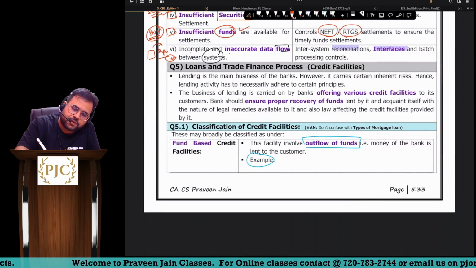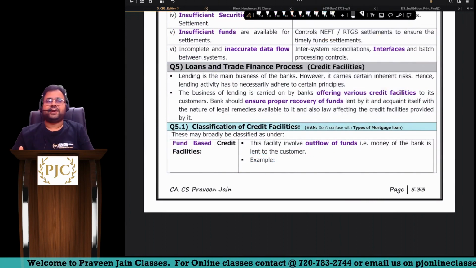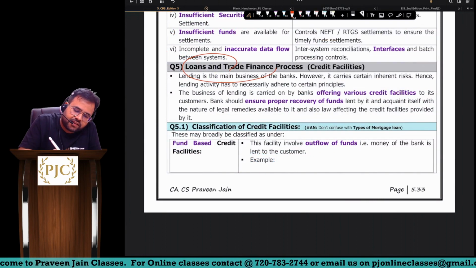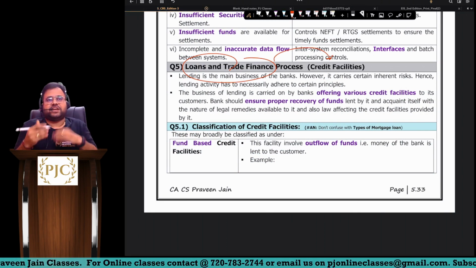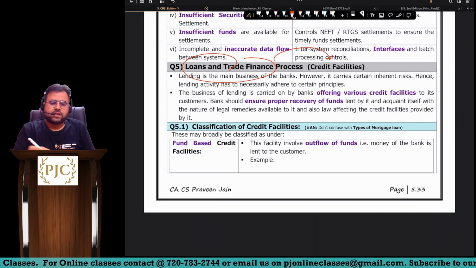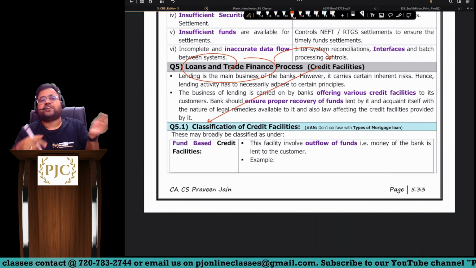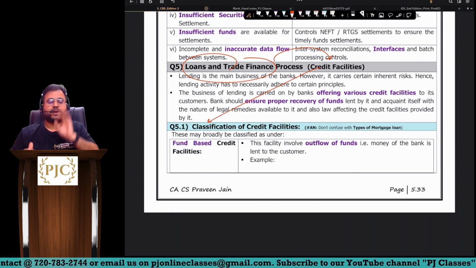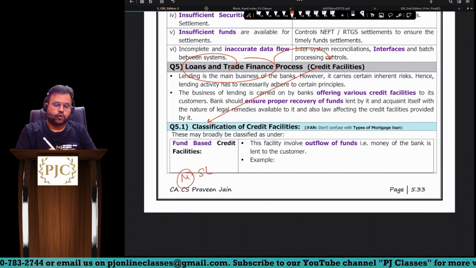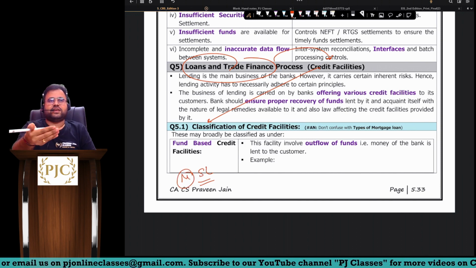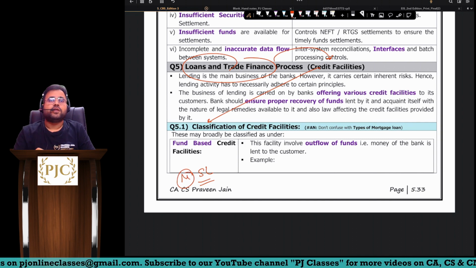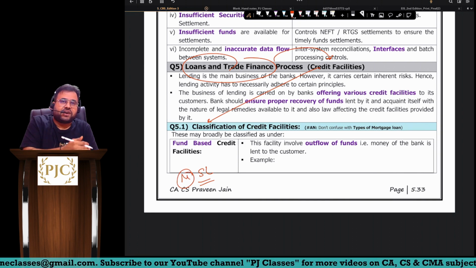So fourth process mein we have something called loan and trade finance. Sir, loan and trade finance ko I can also call as credit facility. Bank is giving you credit facility. Now, sir, whenever bank gives credit facility, they can be of two types. One is fund-based credit facility, non-fund-based credit facility. Remember, mortgage was a secured loan, and anything which is unsecured loan is nothing but credit facility, sir. Okay. Now, sir, credit facilities can be fund based, non fund based.